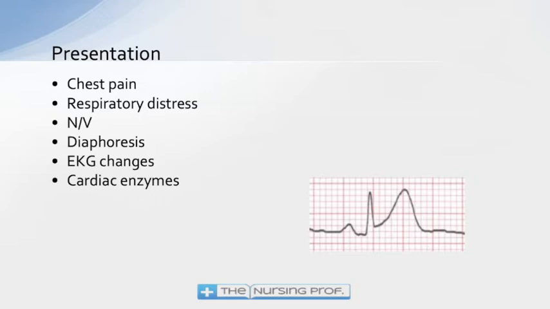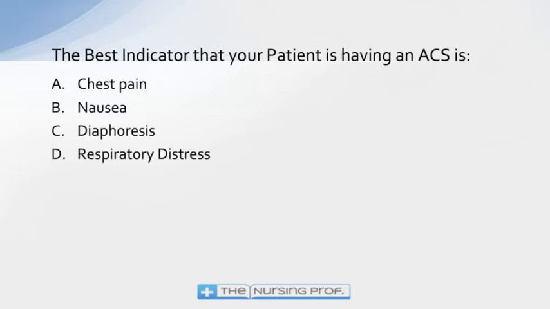So we need to be watching for some of these other things: respiratory distress, nausea and vomiting, diaphoresis, EKG changes. That's the one that everybody talks about. Yeah, we're looking for EKG changes. Got a little EKG down here at the bottom showing ST segment elevation. Cardiac enzymes, we're going to look at those, right? What is the best indicator that your patient is having an acute coronary syndrome? Is it chest pain, nausea, diaphoresis, or respiratory distress?